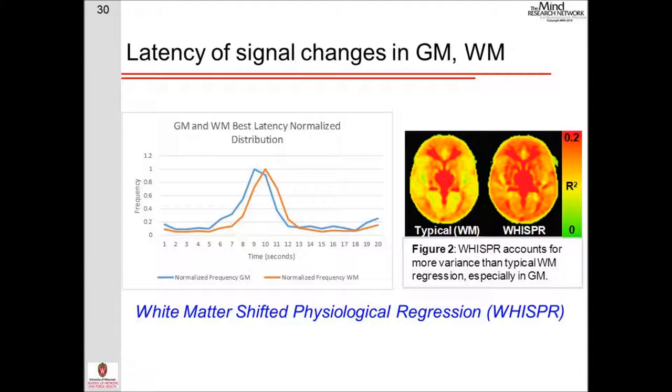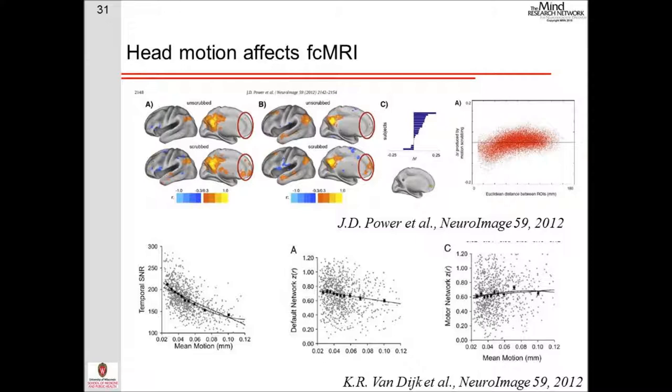The other bigger problem we're trying to tackle is head motion. And this is something that's really come out, particularly in the last three to four years. We've always known that head motion is a problem. But there were a couple of studies that came out in 2012 that really opened people's eyes, particularly in the context of functional connectivity. The first one was from Kuhn and Van Dijk, and then one shortly after that from Jonathan Power. And there's a couple of reasons why this caught people's eyes.